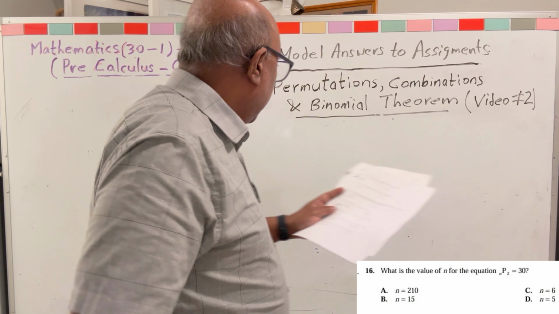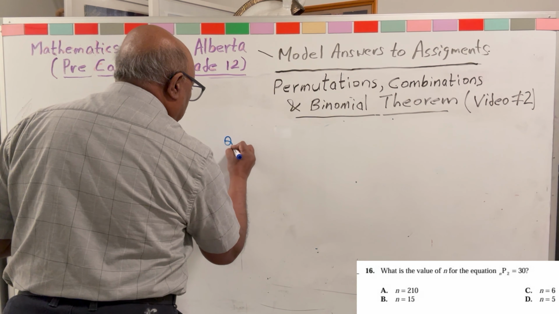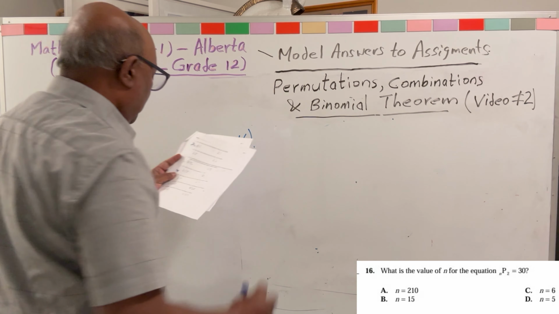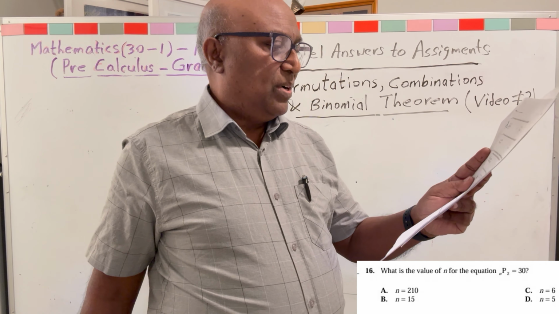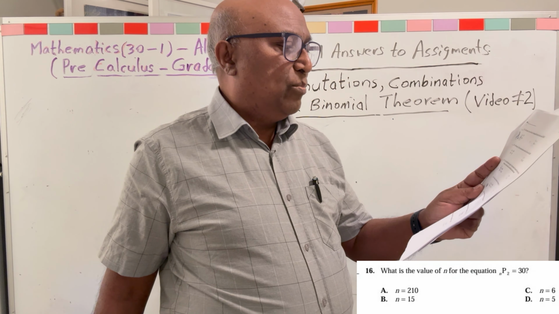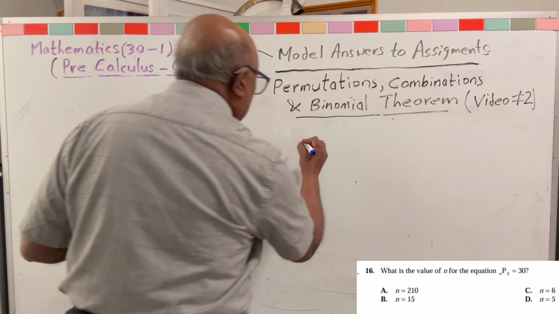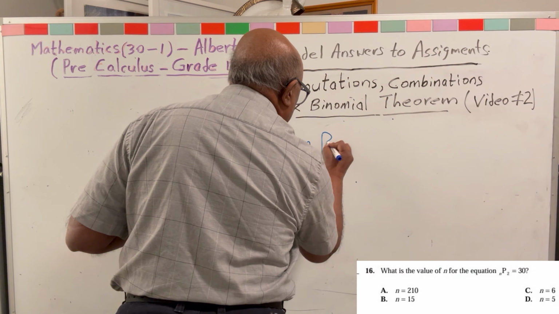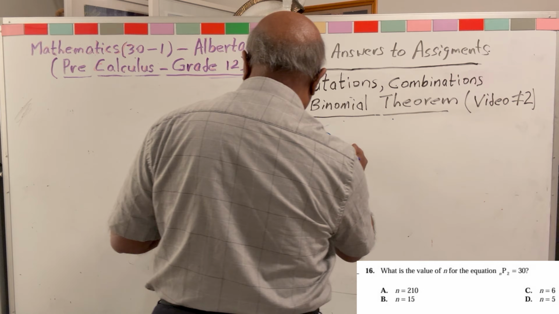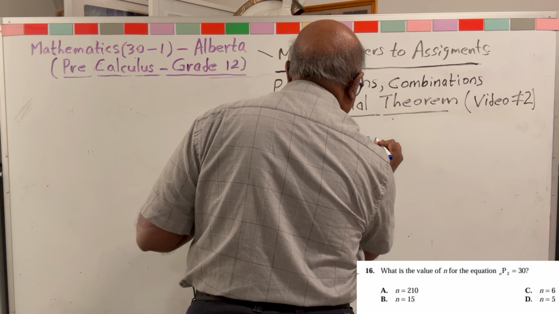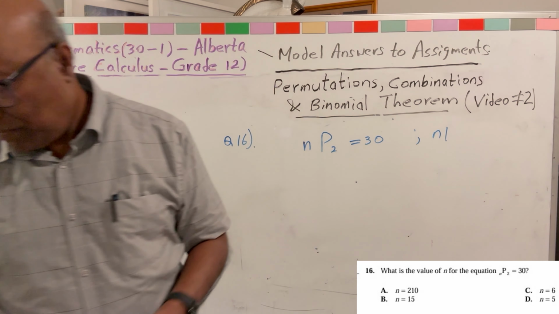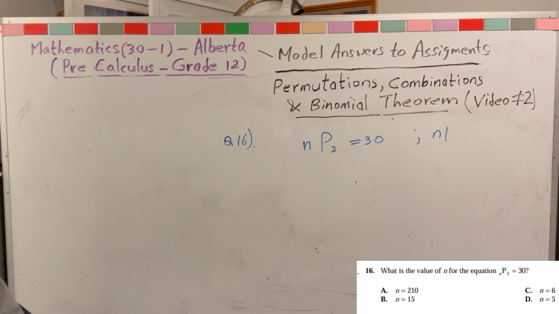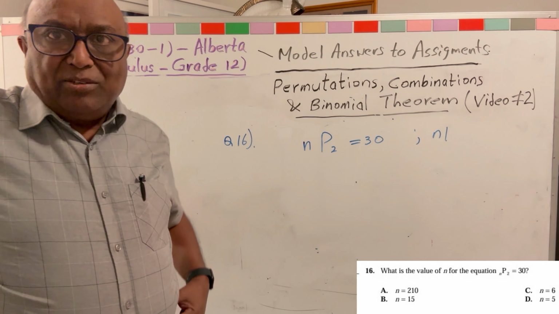Question number 16 says, what is the value of n? What is the value of n for the equation? We have to solve this equation. nP2 equals 30. What is the value of n? Okay, how do you solve this equation?